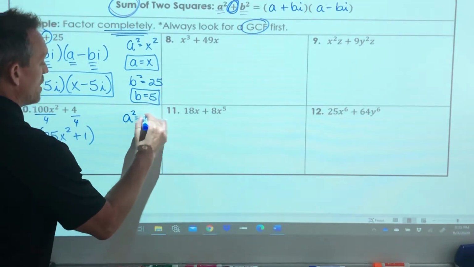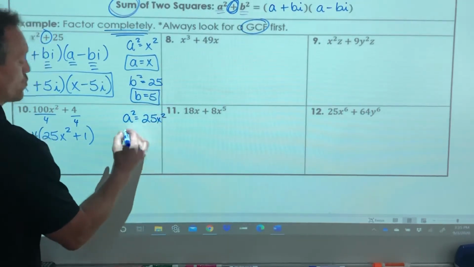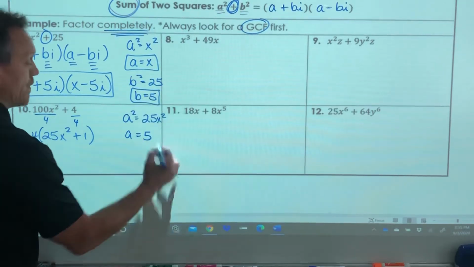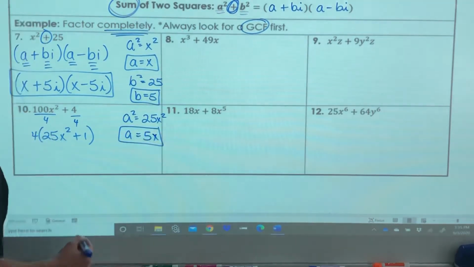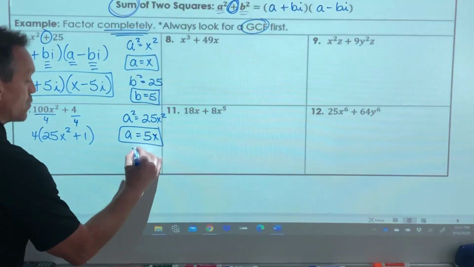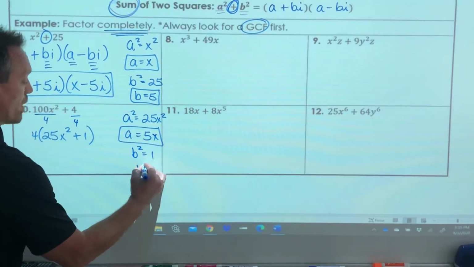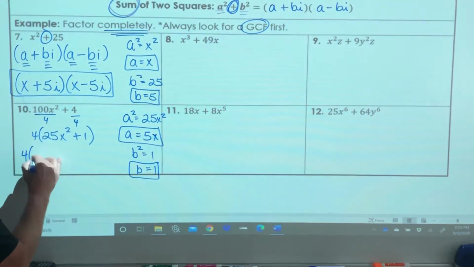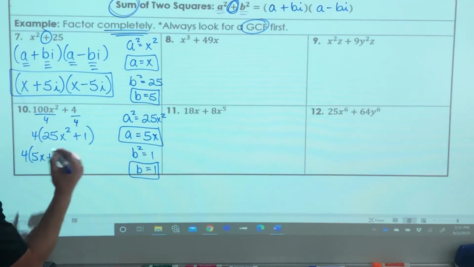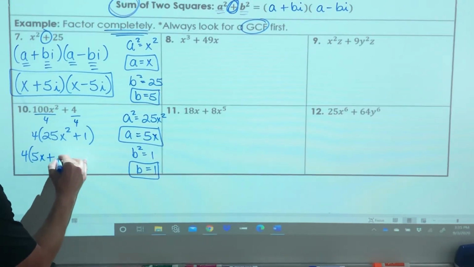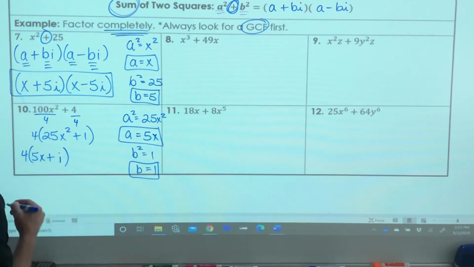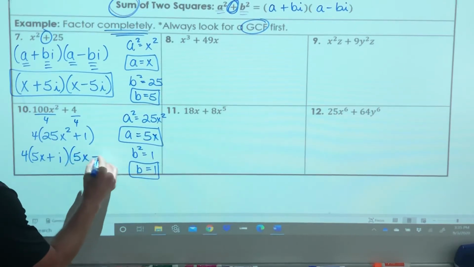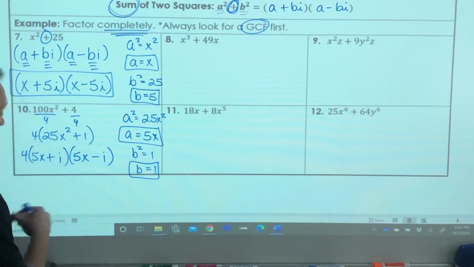So we have a squared equals 25x squared. Square root of a squared is a. Square root of 25 is 5. Square root of x squared is x. So my a is 5x. B squared equals 1. Square root of b squared is b. Square root of 1 is 1. So we just plug in a, 5x, plus b, 1i. I don't necessarily have to write that 1 there. We know that there's a 1 there. 5x minus i.